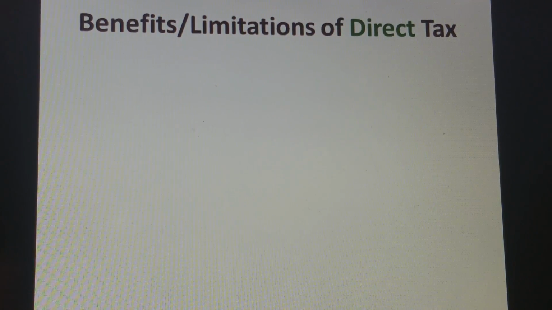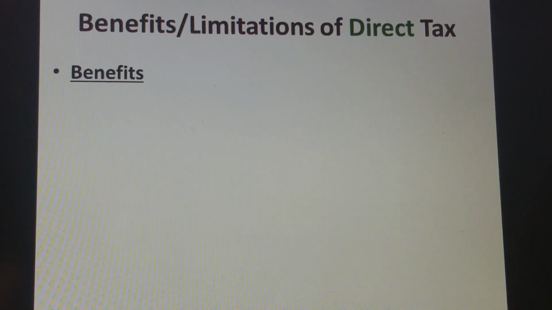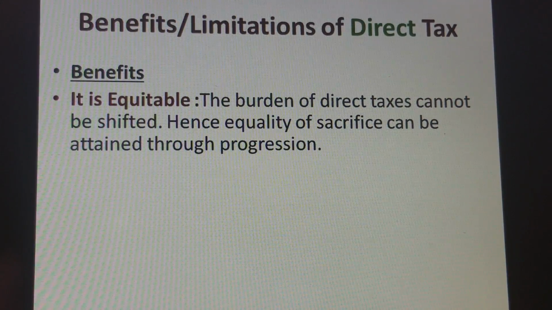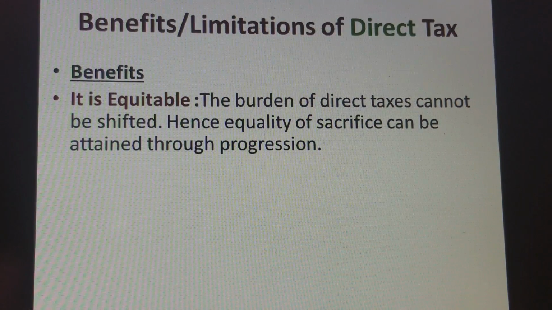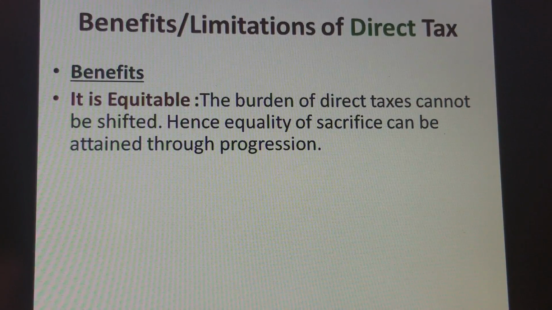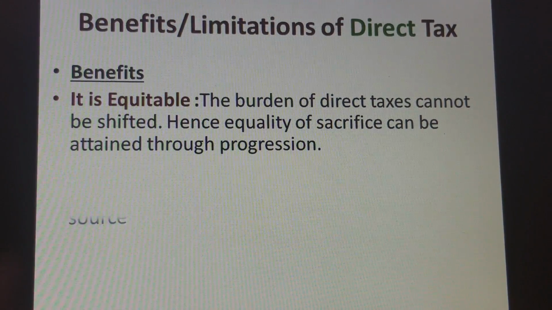Now, what are the benefits of direct taxation? We want to share that information with you. The benefits and limitations of direct taxation. Let's look at the benefits now quickly. It is equitable. The burden of direct taxes cannot be shifted. Hence, it's equitable. Right? Equitable sacrifice can be attained through progression.